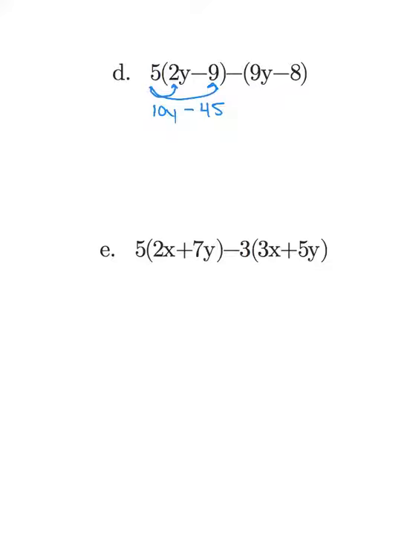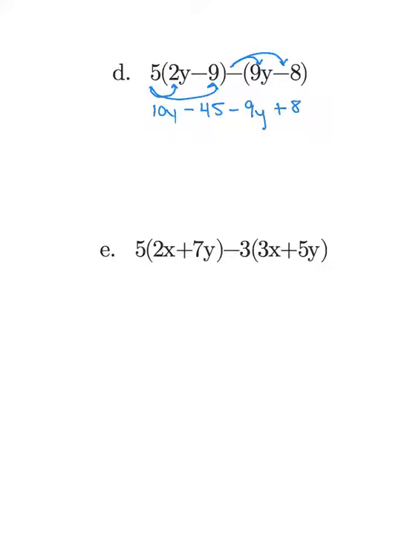Now for the second set, we want to make sure that we remember to distribute the negative to every term inside the parentheses. Essentially what we want to do is we want to subtract 9y. And I want to subtract negative 8, but remember that subtracting negative 8 is the same thing as adding 8. So however it helps you remember, negative times a negative, we get a positive.